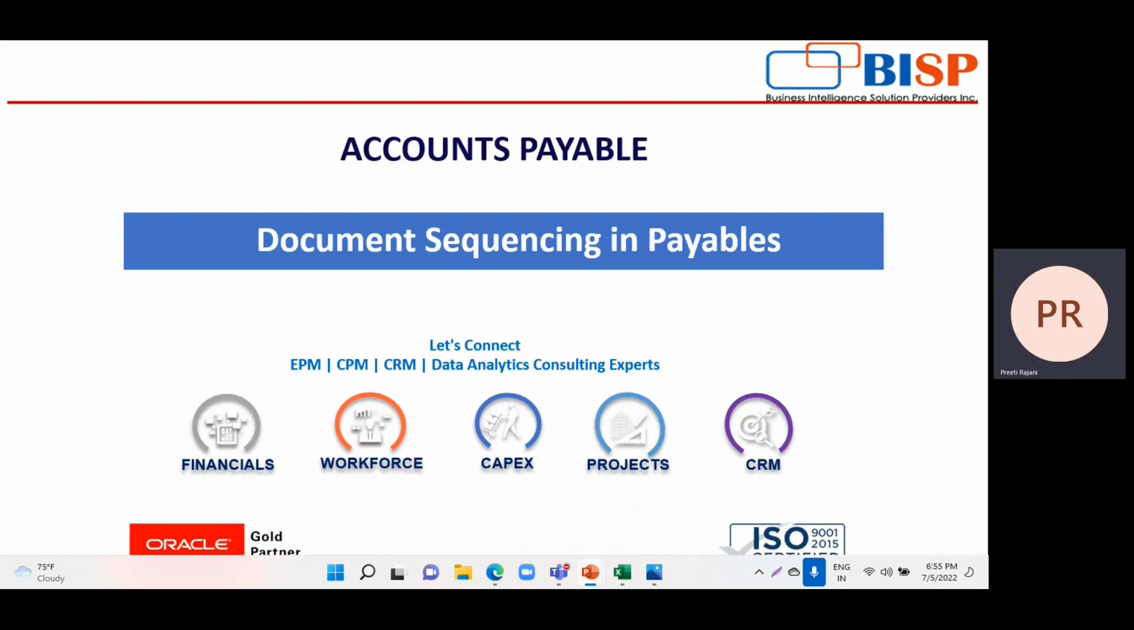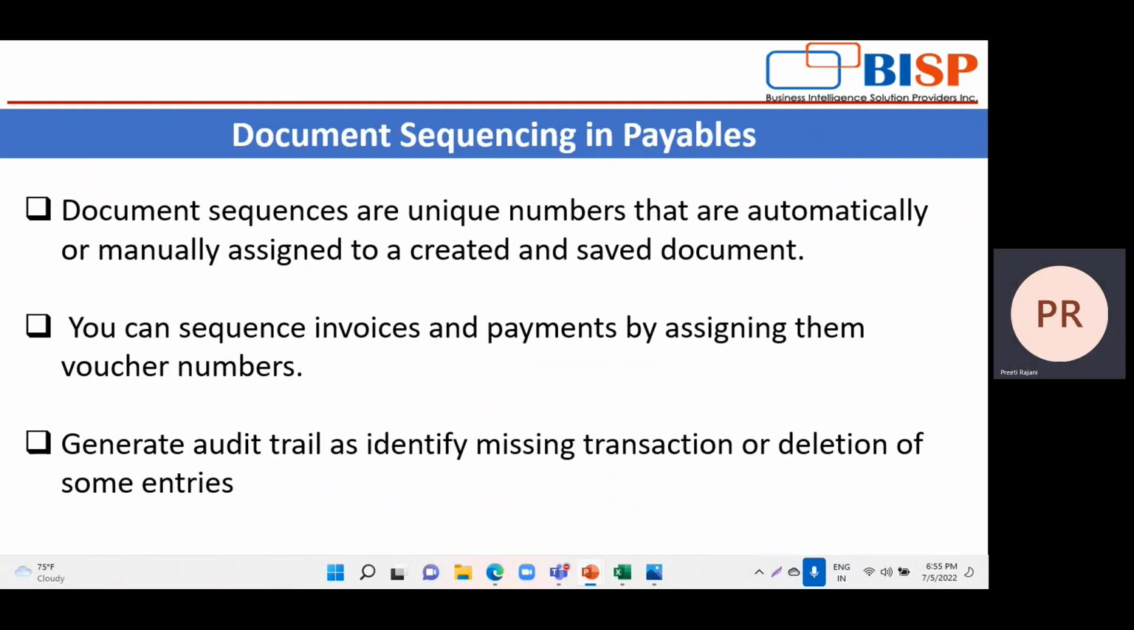So what is document sequencing in Payables? Document sequences are unique numbers that are automatically or manually assigned to a created and saved document. You can sequence invoices and payments by assigning them voucher numbers. You can generate an audit trail to identify missing transactions or deletion of some entries.